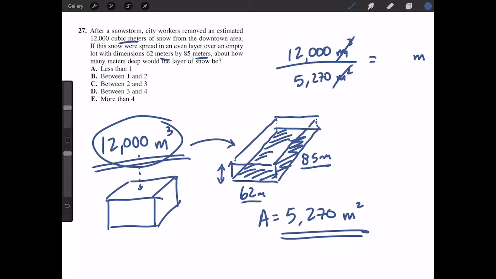We want to know how deep the snow is once you spread it evenly. So keying in 12,000 divided by 5,270 gives us an answer of approximately 2.27 meters. So that's how deep it would be. And clearly, choice C, between 2 and 3, is the correct one.